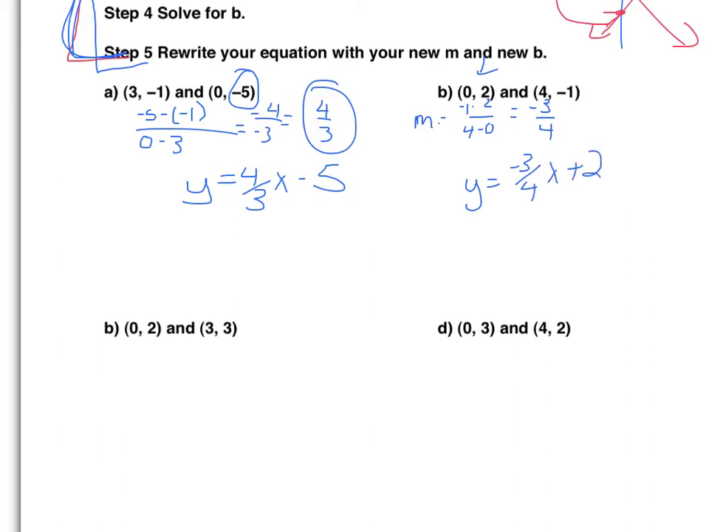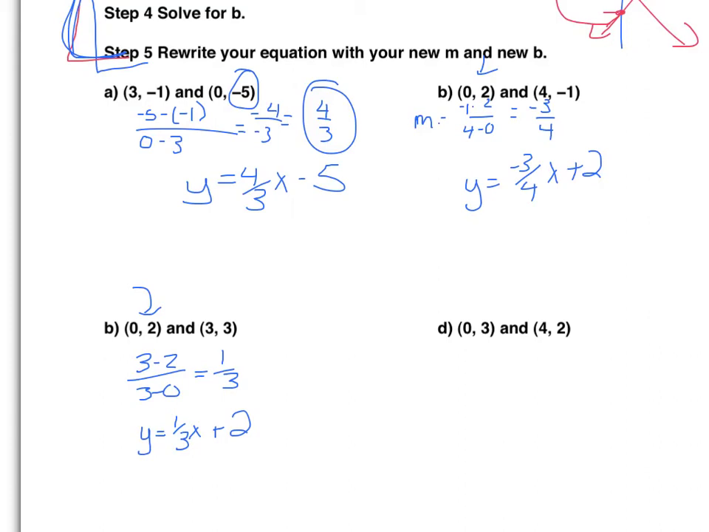Next one. 3 minus 2 over 3 minus 0. 1 over 3 is my slope. I look again. My y-intercept happens to be 2 on this one also, so I write my equation. Y equals 1/3 x plus 2.